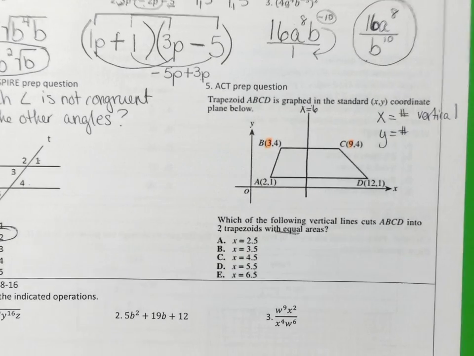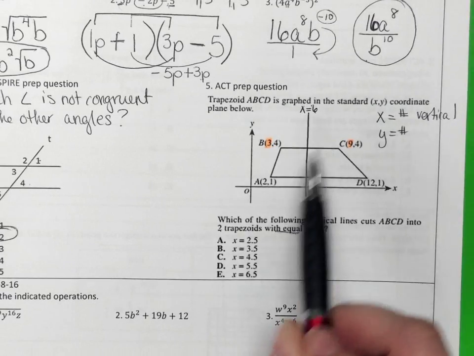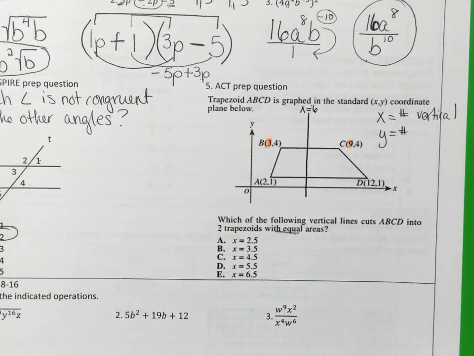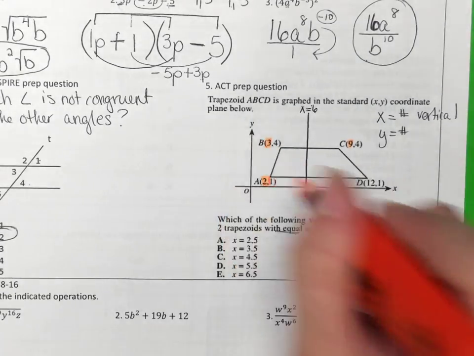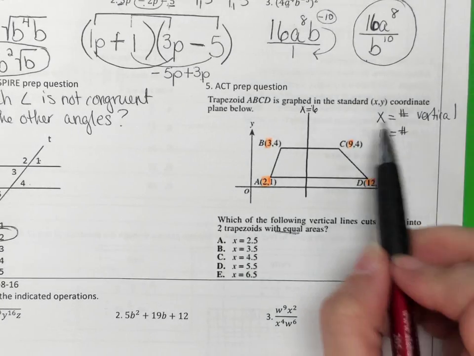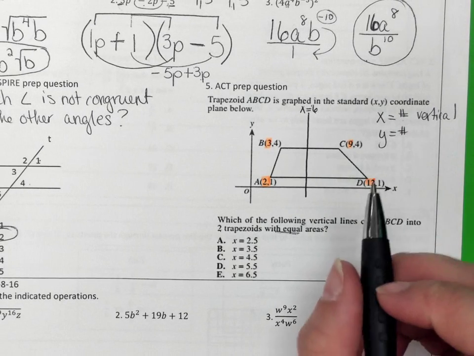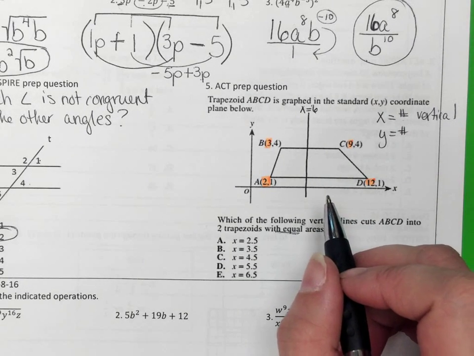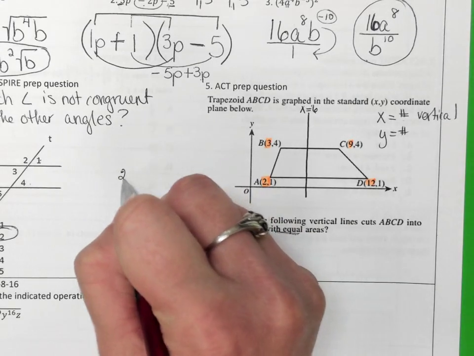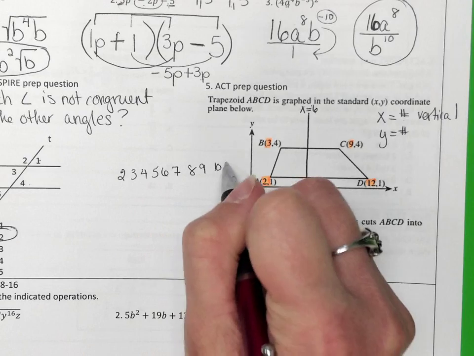But the thing is, x equals 6 cuts the top in half, right? But it doesn't cut the bottom in half. Because now I have 2 and 12 as my x values. Why am I concerned with my x values? Because x equals a number is vertical, right? What cuts 2 and 12 in half? If you need to, write it out. 2, 3, 4, 5, 6, 7, 8, 9, 10, 11, 12.